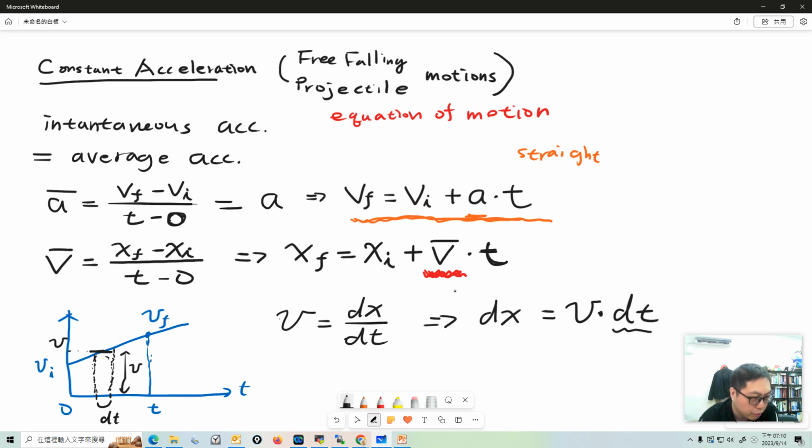So when v times delta t, it means this area. This area is delta x. It's a small displacement. So if I slice this diagram, continue to slice the diagram, for example, I do a slice here, or do a slice here.